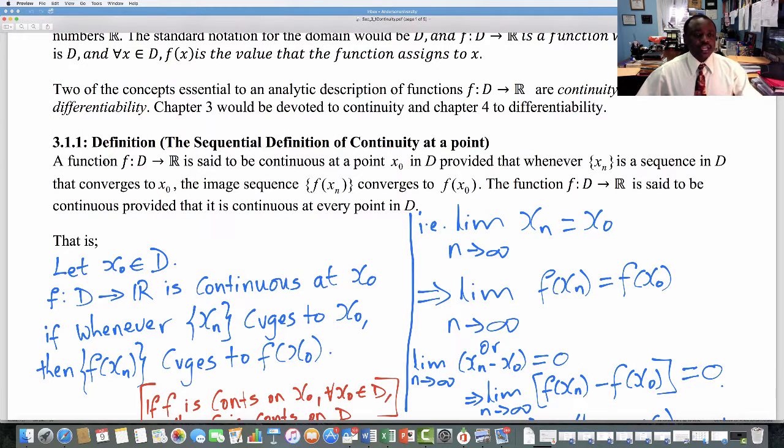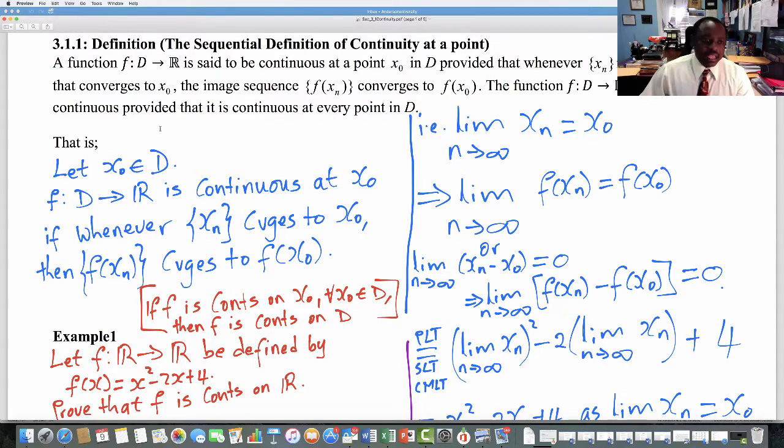A function f from a domain D to the set of real numbers is said to be continuous at a point x0 in D, provided that whenever the sequence xn in D converges to x0, then the image sequence f of xn converges to f of x0. If f from D to R is continuous at every point in D, then we say f is continuous on the entire domain D.